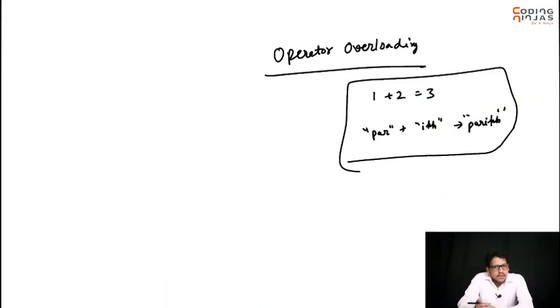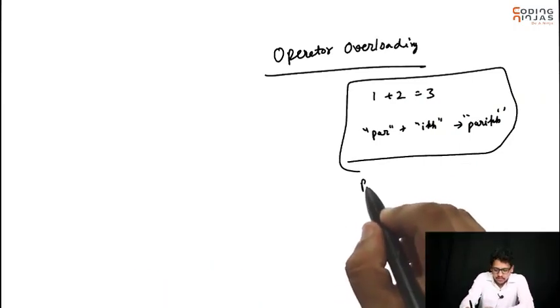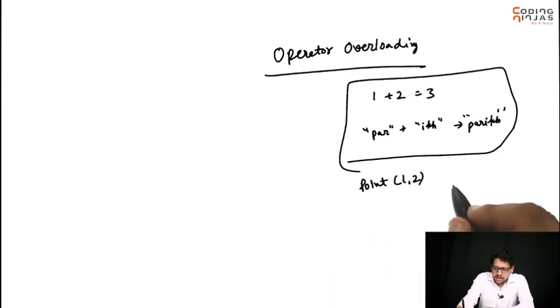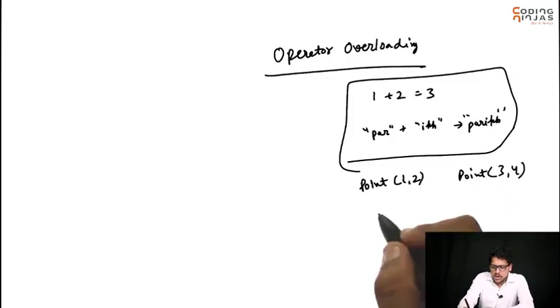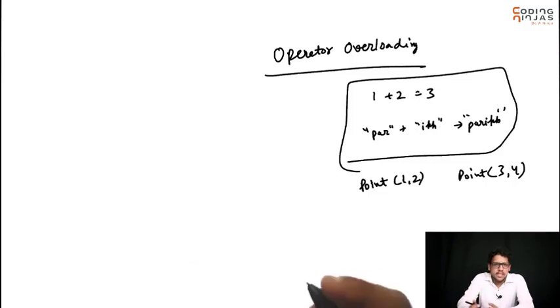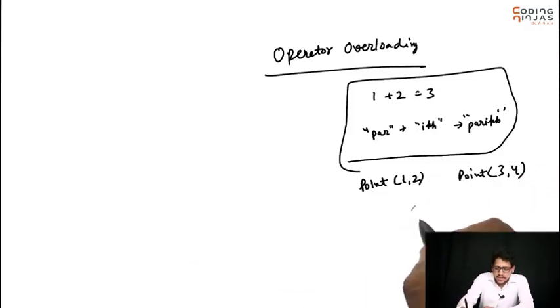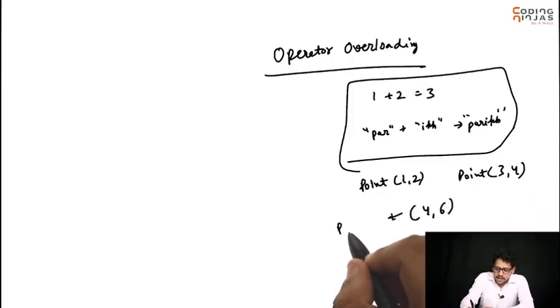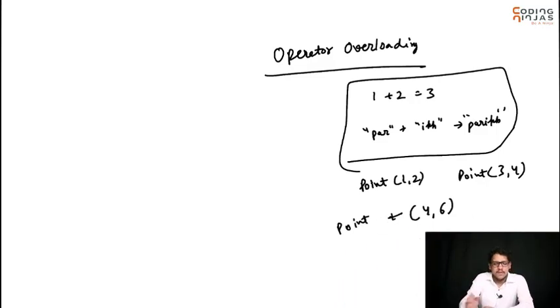Now if I have a class, let's say point, I have a point 1 comma 2, every point will have an x and y, and I have another point that is 3 comma 4. Now if I add 2 points, this is my own class, point class, I want to add these 2 points, and for me the definition should be x should be added, that means 1 plus 3, 4, and 2 plus 4 should be added, that means 4 comma 6. I want to get a new point which has x as 4 and y as 6.